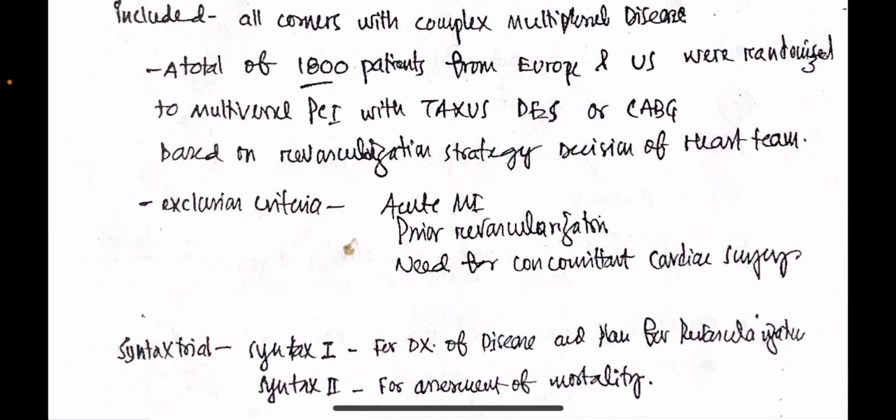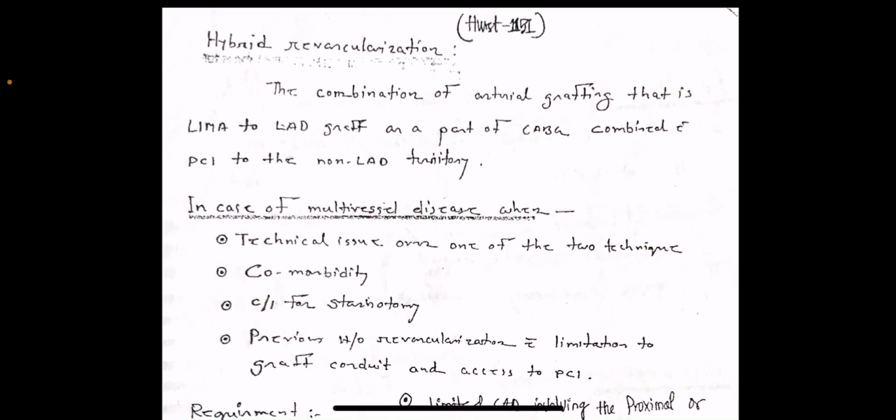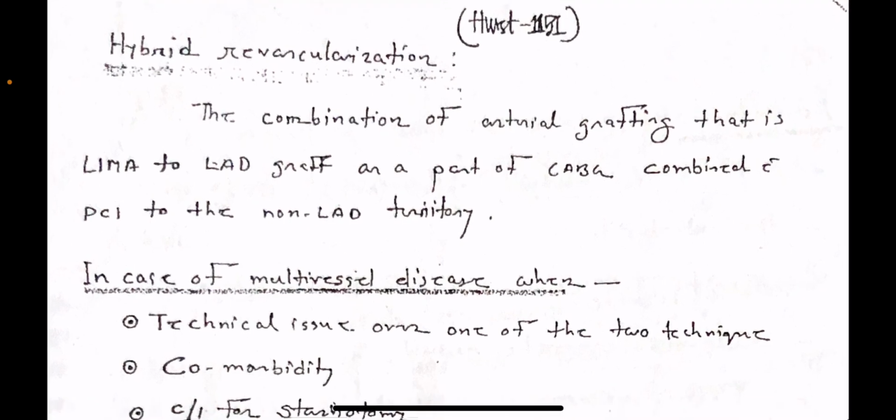SYNTAX trial. SYNTAX 1 for diagnosis of disease and for revascularization. SYNTAX 2 for assessment of mortality. Now, hybrid revascularization: the combination of arterial grafting, that is LIMA to LAD graft as a part of CABG, combined with PCI to the non-LAD territory.